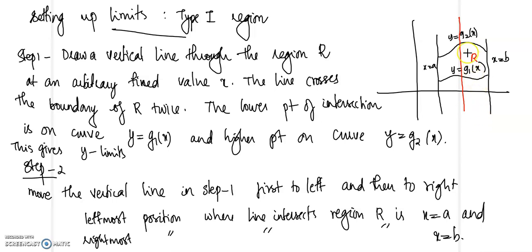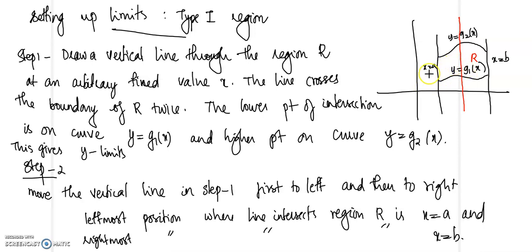So for a type 1 region, the way of evaluating the limit is: you need to draw a vertical line. Two points intersect. The lowermost point of intersection will be on the curve y equal to g1 of x, and the uppermost point of intersection will be on the curve y equal to g2 of x. So those will be the y limits. Then move the vertical line to the leftmost point and to the rightmost point.